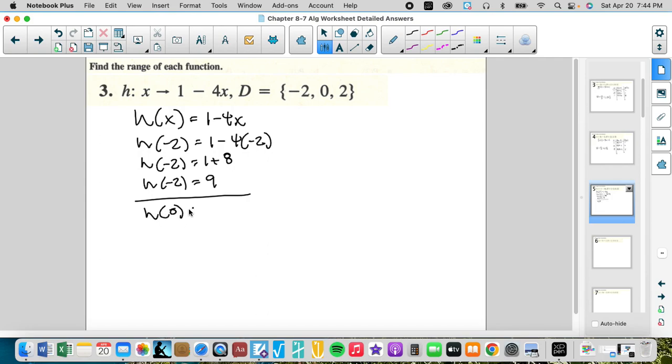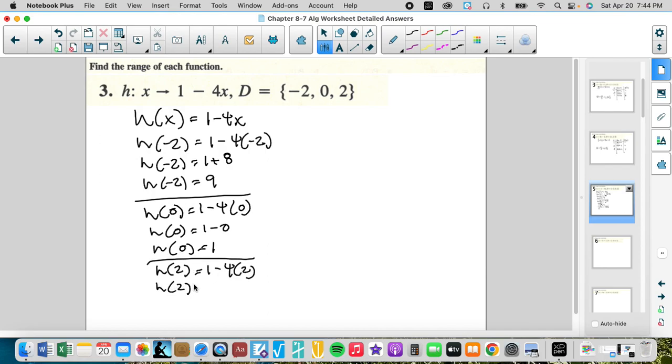H of 0 equals 1 minus 4 times 0. H of 0 equals 1 minus 0, h of 0 equals 1, and then we'll do h of 2 equals 1 minus 4 times 2, h of 2 equals 1 minus 8, h of 2 simplifies to negative 7. So my range is going to be negative 7, 1, and 9. So not the order that I did them, but the numerical order.